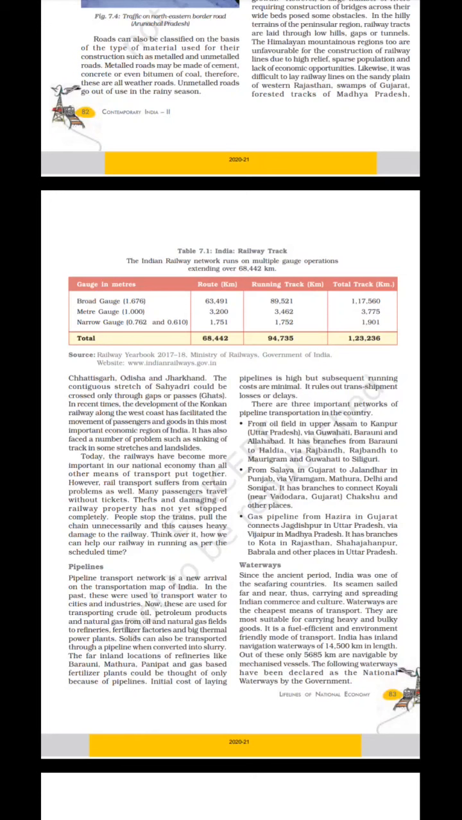The contiguous stretch of Sahyadri could be crossed only through gaps or passes, ghats. In recent times, the development of the Konkan Railway along the west coast has facilitated the movement of passengers and goods in this most important economic region of India. It has also faced a number of problems such as sinking of track in some stretches and landslides. Today, the railways have become more important in our national economy than all other means of transport put together.